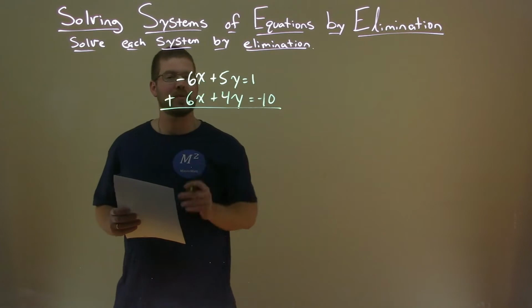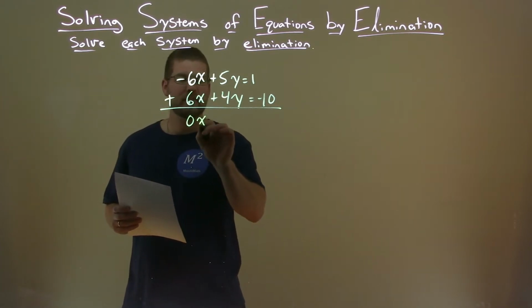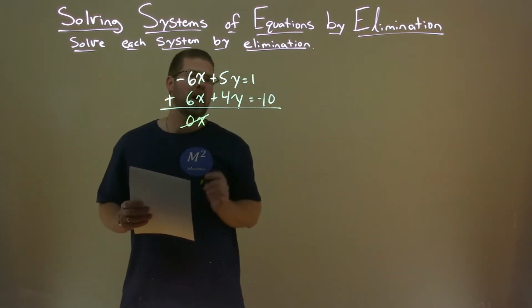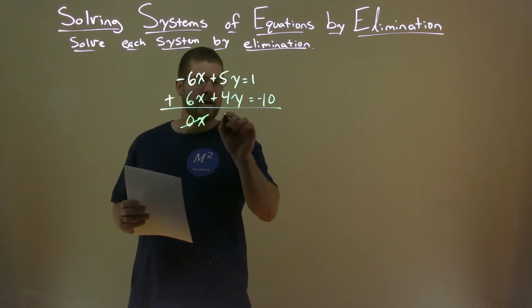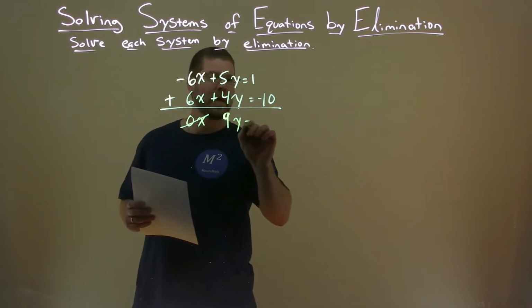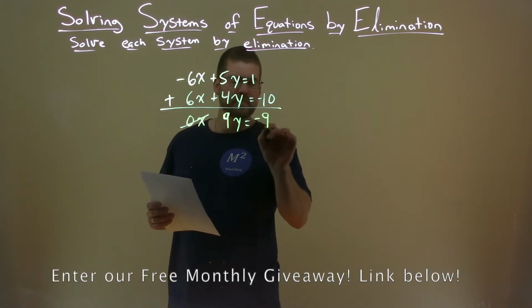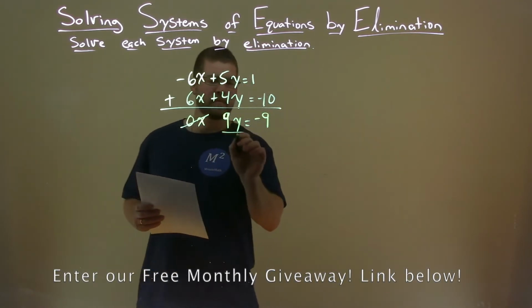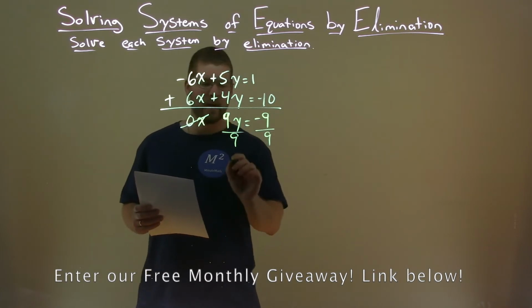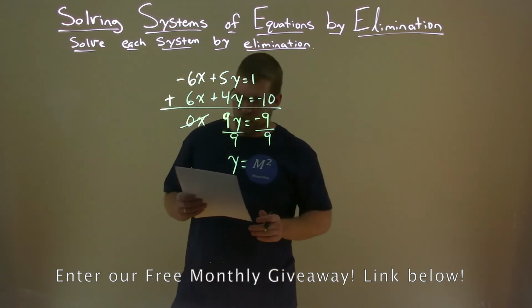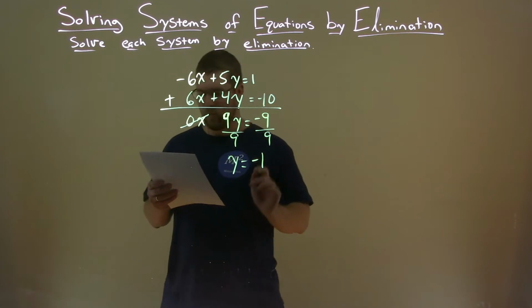Negative 6x plus 6x is 0x. Don't need to write that. 5y plus 4y now is a positive 9y. And 1 plus a negative 10 is negative 9. Divide both sides by 9 here, and we get halfway there. y is by itself. Negative 9 divided by 9 is a negative 1.